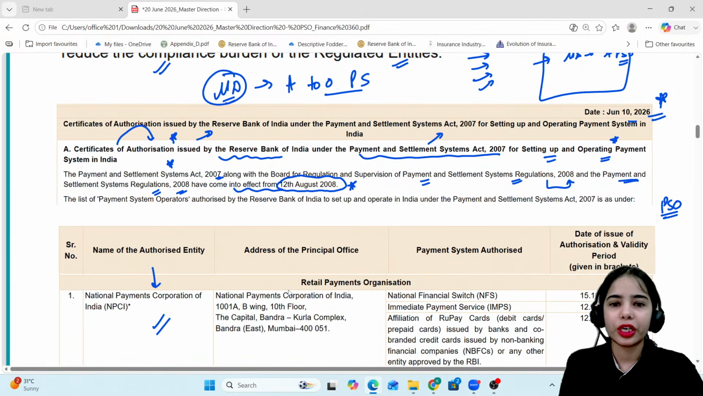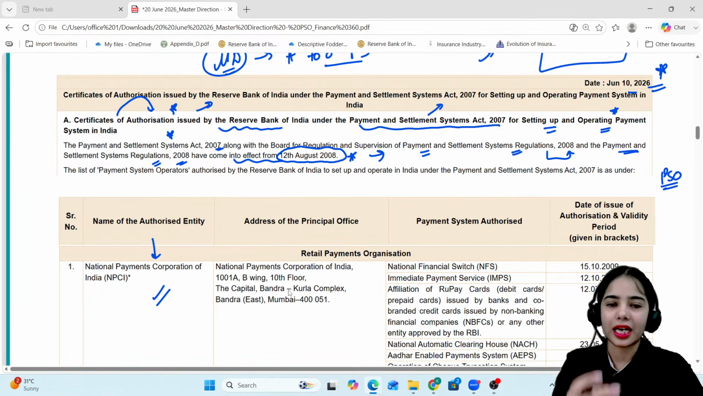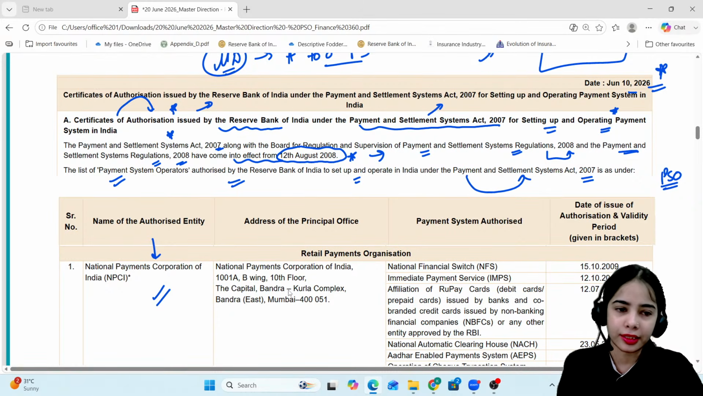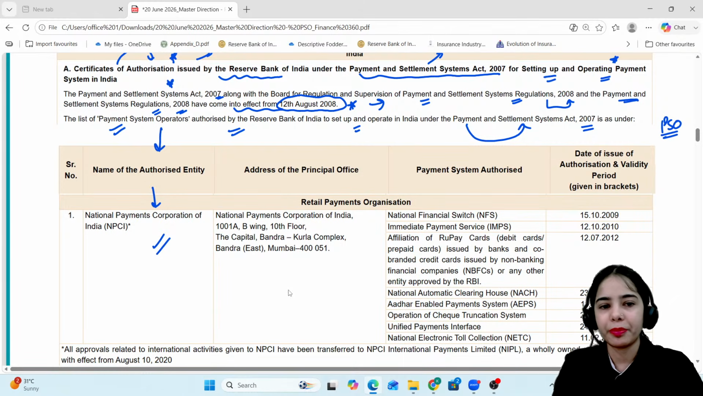Now, these directions, like the act as well as these regulations, have come into effect from 12th August 2008. The list of payment system operators authorized by RBI to set up and operate in India under the Payment and Settlement System Act 2007 is as under. So these are the payment system operators that have been authorized by RBI to set up and operate the payment system in India. So first of all, the first name is NPCI.